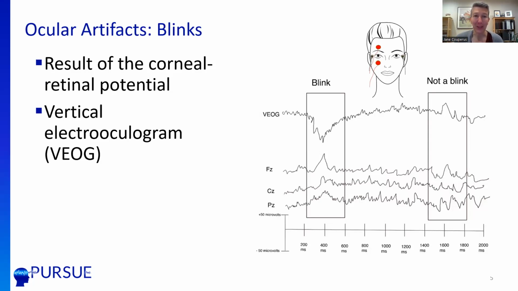The first are blinks. Those are some of the biggest and the most prominent. They're the result of the corneal retinal projection, and we call these the vertical electrooculogram, or VEOG. And we're looking at them using electrodes above and below the eye, and they have a very distinct waveform. The upper one will go down, the bottom one will go down, the upper one will go up. And so you have this nice activity that is moving in opposite directions.